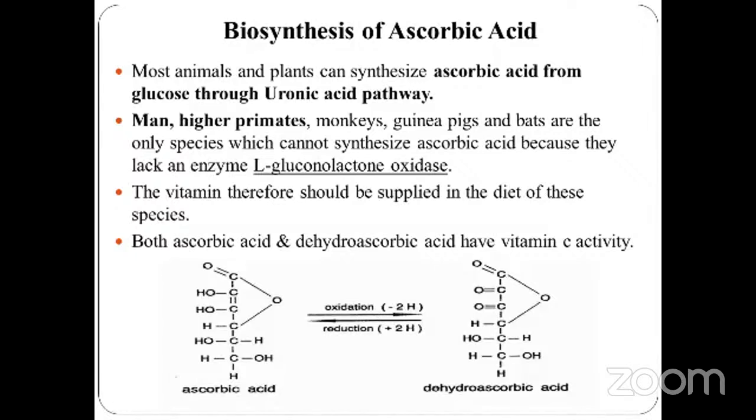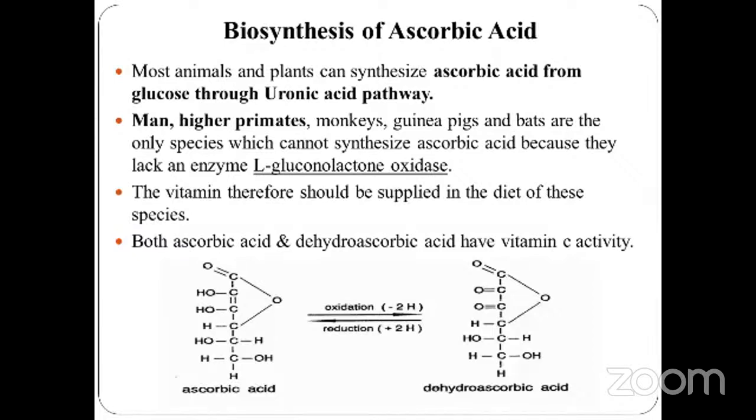Now, see, generally almost all vitamins are not synthesized in our body, and that is the reason these vitamins are supplied in the form of diet. But there are two vitamins that are synthesized in our body: vitamin D and niacin. Vitamin D is synthesized in the skin from 7-dehydrocholesterol on exposure to sunlight. So that is the one synthesized in our body.